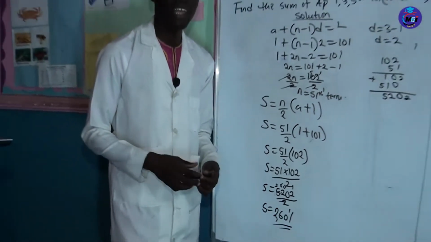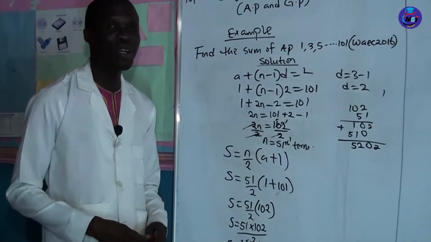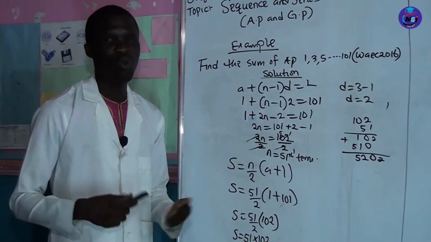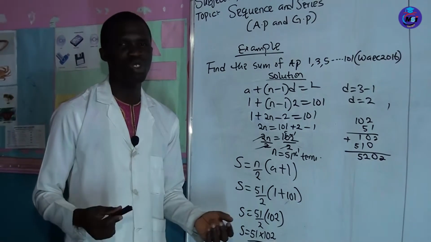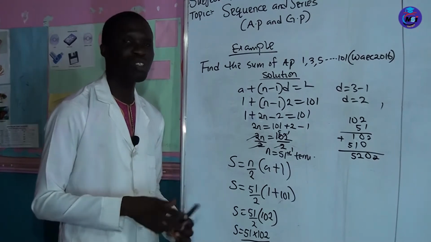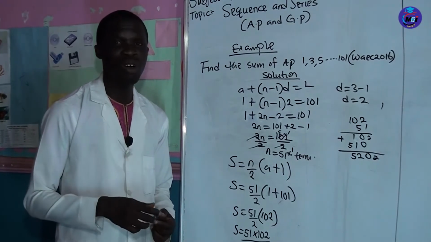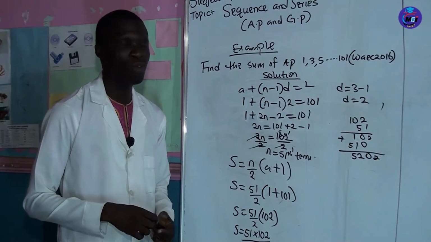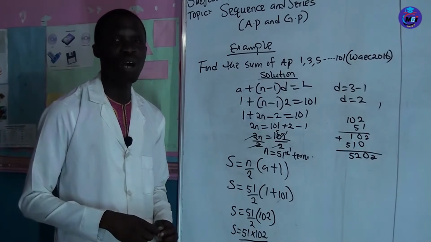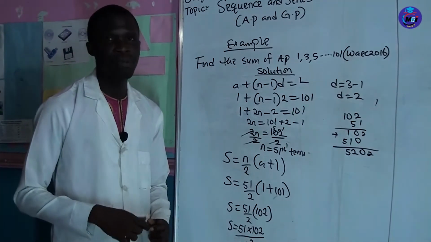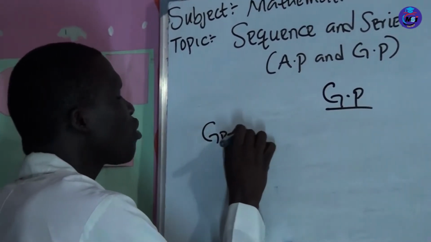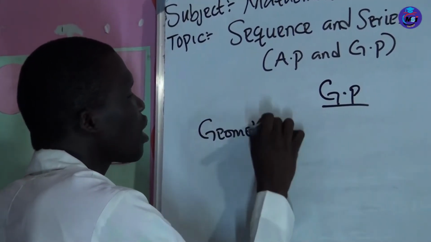Okay, I believe you get this example very well. Now I want to go to GP. We call it geometric progression. There I'm going to explain what GP is all about, and if time permits, I'm still going to give you an example where we can use the second formula for the sum of AP. Now let's look at GP. GP is called geometric progression.